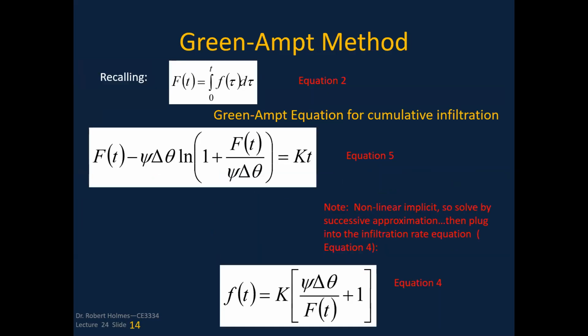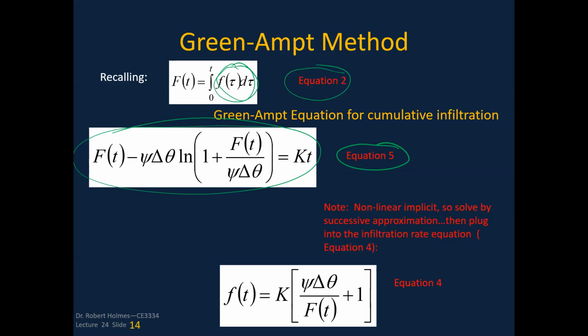Now, if we've got equation 2, this integral of the f dt, if I plug in what I've got, and I take this equation here, equation 4, and I take the integral, I plug that equation 4 into here, I can get a Green-Ampt equation for cumulative infiltration. This is going to be our equation 5, which is going to be used when we use the Mein-Larson approximation. These are going to be things that you're going to be using to solve practical application problems.